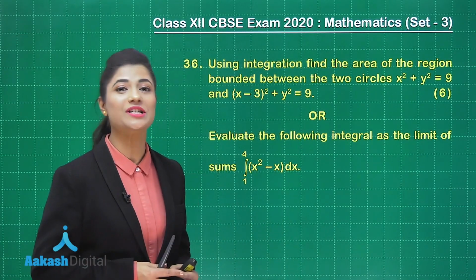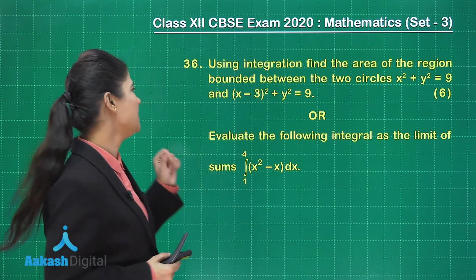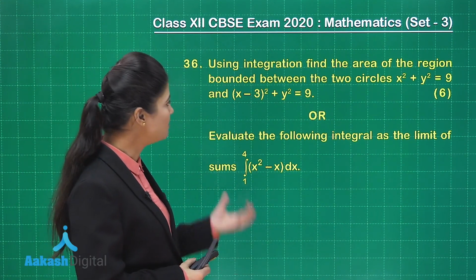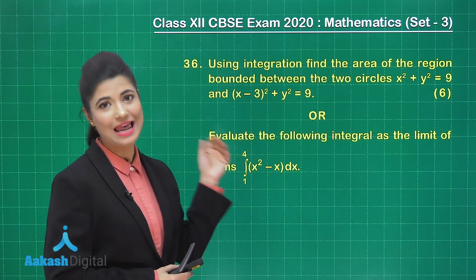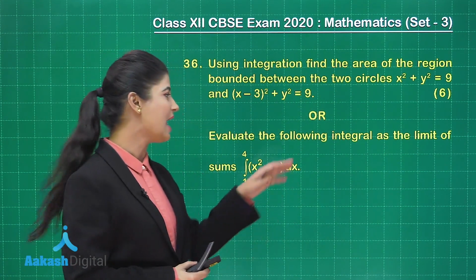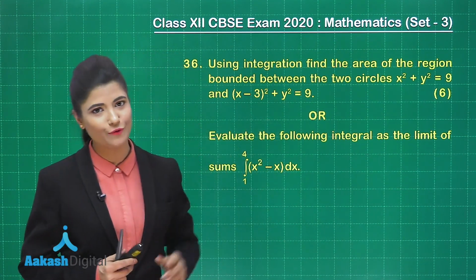Now let's solve question number 36. Here you can clearly see we have a choice in this question, where the first choice states: using integration, find the area of the region bounded between the two given circles, and the second choice states: evaluate the following integrals as limit of sums. We will first proceed with the first choice.